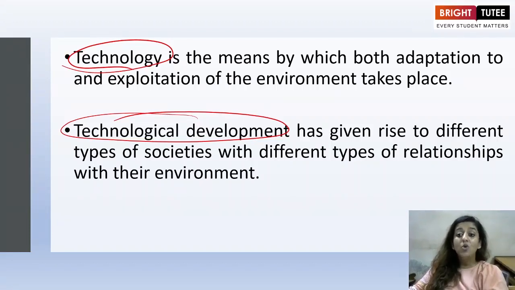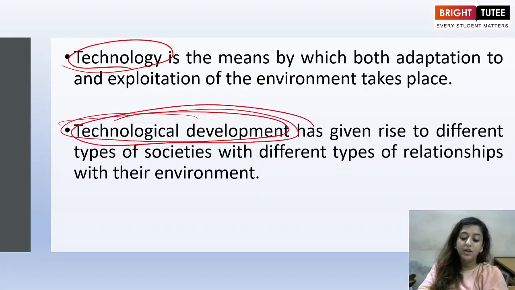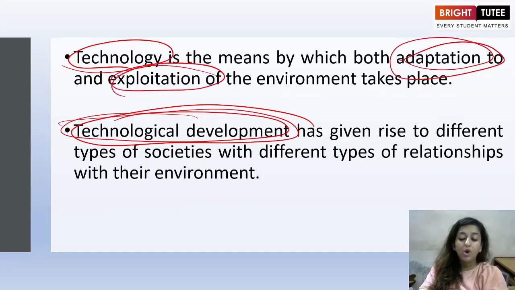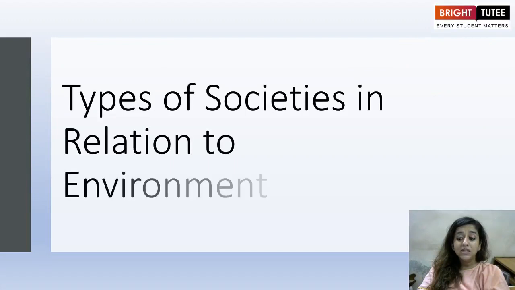That is how you are exploiting the system with the help of technology. And that is where technological development plays a very important role in both the exploitation and the adaptation of the environment that takes place in the society. Moving ahead are the types of societies in relation to the environment.